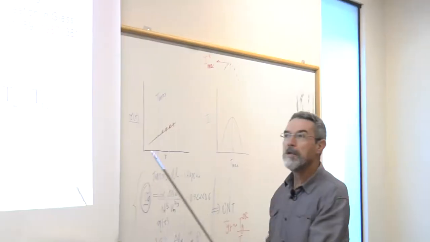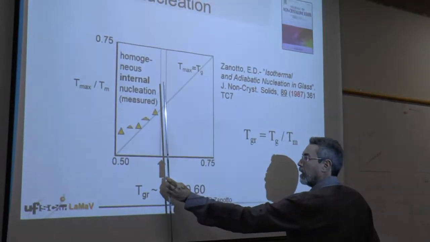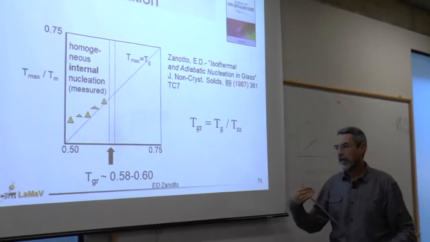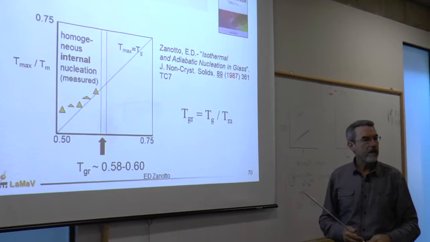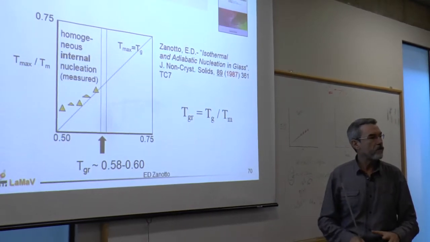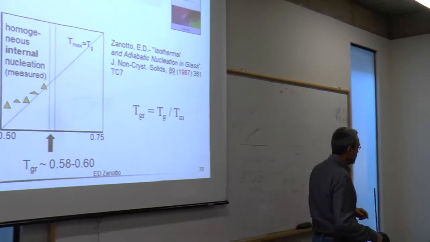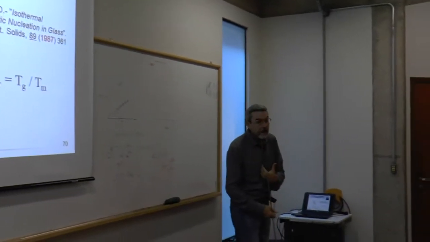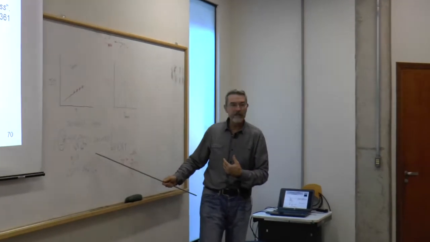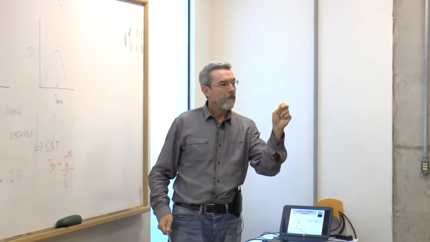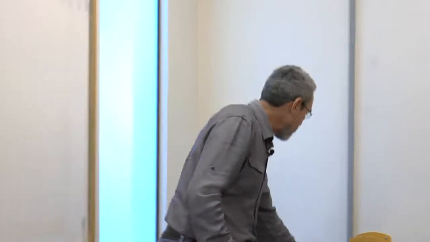Now, if I come here, glasses which have a TGR higher than 0.6 only show heterogeneous or surface nucleation in laboratory time scales, so we cannot measure. But we can still calculate where their maxima would be, in which temperature their maxima would be.